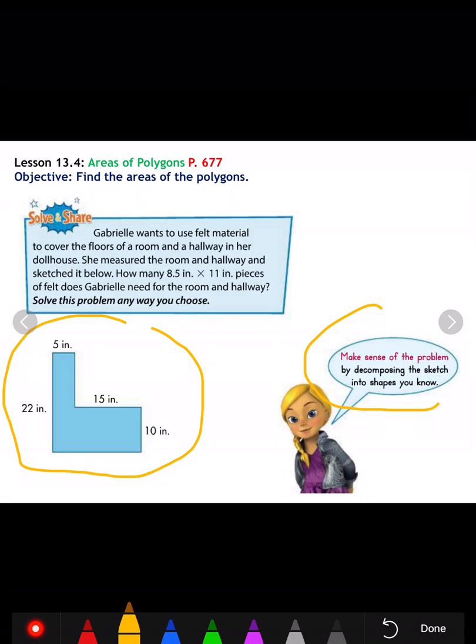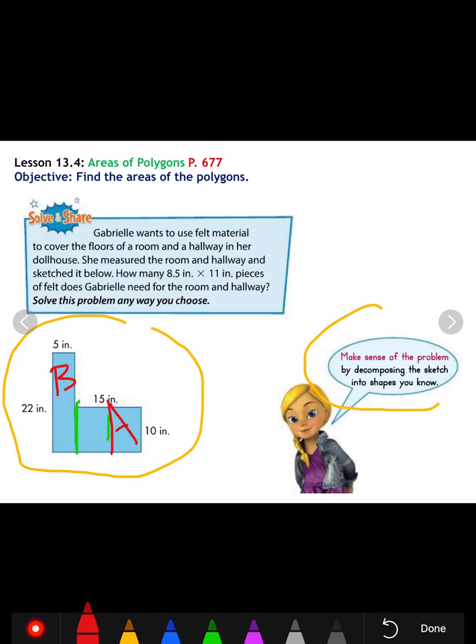The first step, I think, is to cut it into two rectangles. Either I cut it like this or I cut it like this. But my friends, I prefer to cut it this way. Why, mister? Because in this way we have two rectangles and their dimensions are known. So I make this A and this B. Now I need to find the area of A and the area of B and add them.